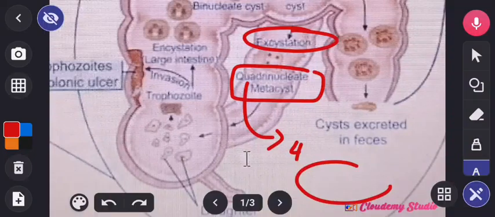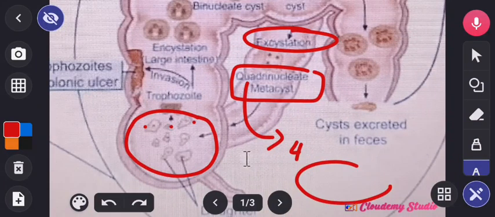8 nuclei, each of them surrounded by their own cytoplasm. And these 8 nuclei become 8 small amoebulae. Look at it here. We have 8 small amoebulae. Can you see it? These are 1, 2, 3, 4, 5, 6, 7, 8. And these amoebulae are called the metacystic trophozoites.